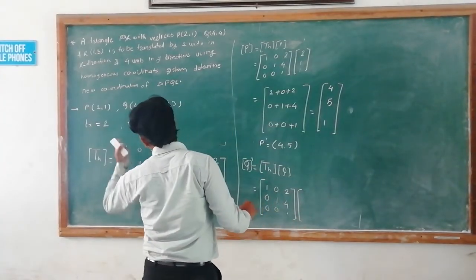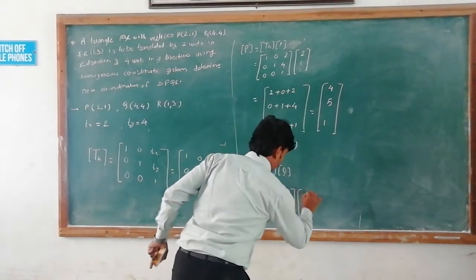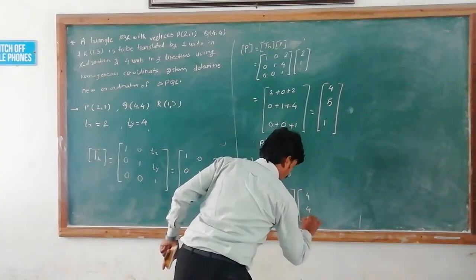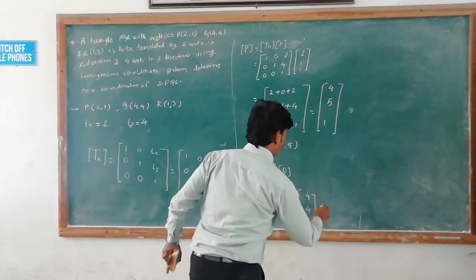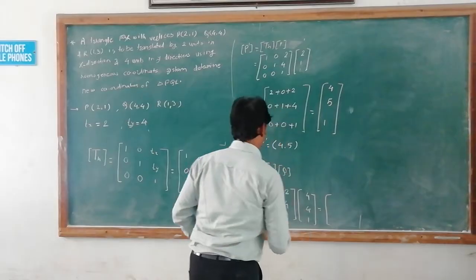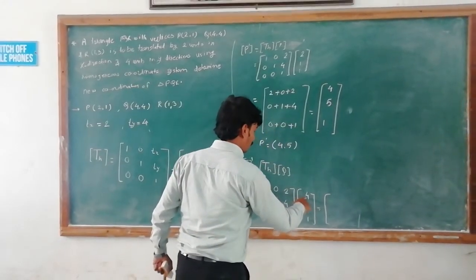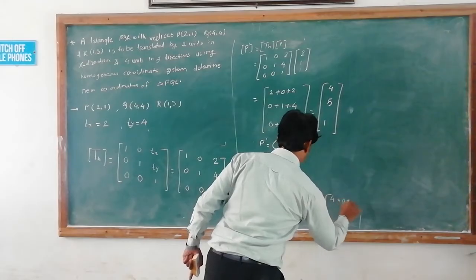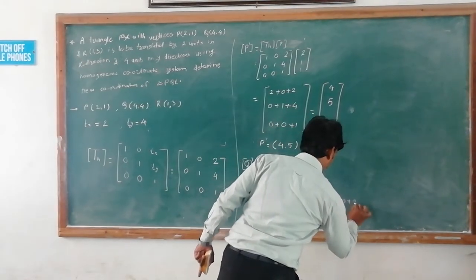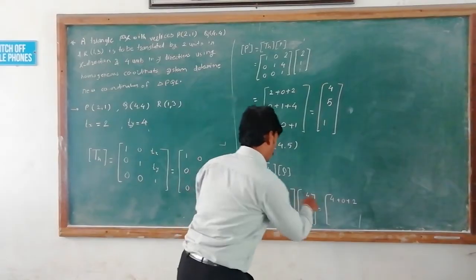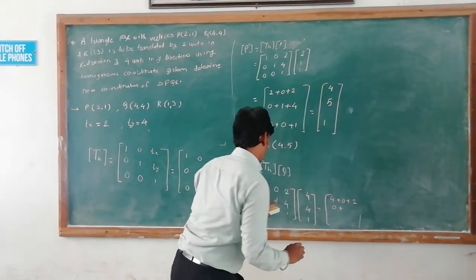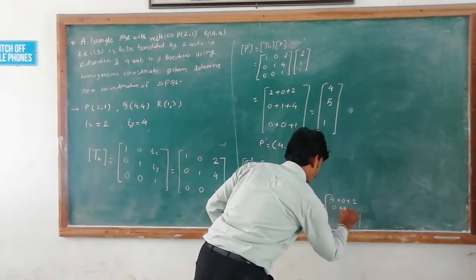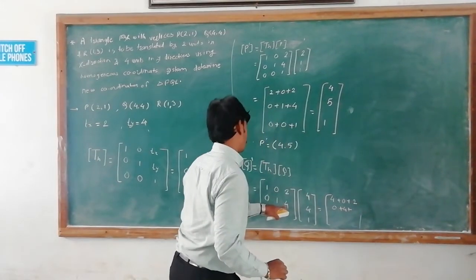And the coordinates of the point Q are 4, 4, so here 4, 4, 1. If we take the multiplication of this, we will get 1 into 4, 4, plus 0, plus 2 into 1, 2. This 0 into 4, 0, plus this 1 into 4, 4. And this 4 into 1.